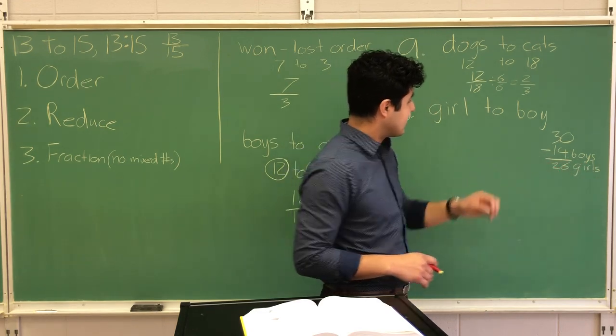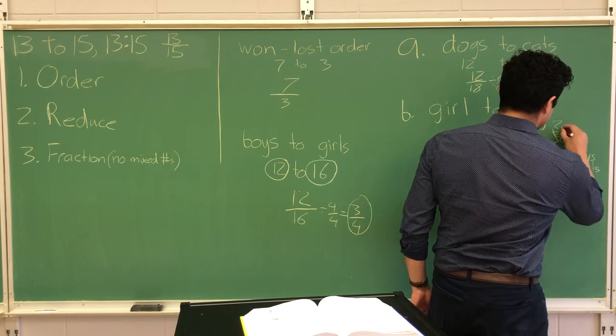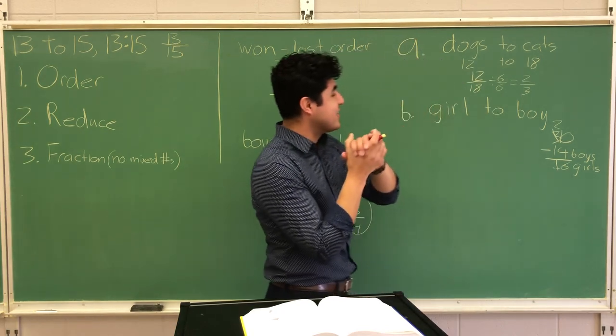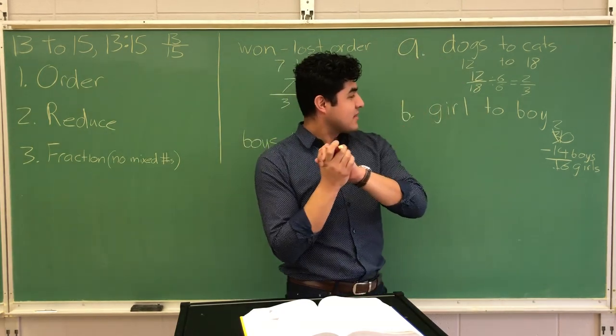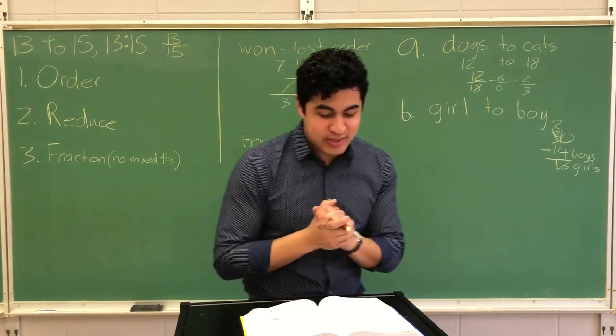So 30 minus 14 equals 26, which tells us there are 26 girls. I did that wrong, I'm sorry. My bad. 16 girls, not 26 girls. There are 16 girls in the class. I got ahead of myself. Yeah, there are 16 girls in the class, not 26 girls, okay?